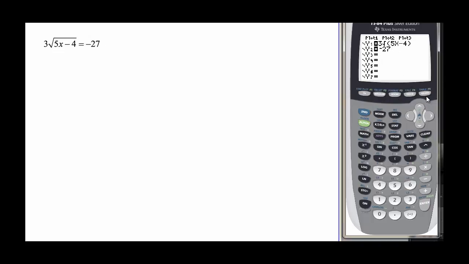And I'm set up for a standard window. And we look at the graph and we can see this part, but I can't see the negative 27. But if you think about it, it's going to be down here. But let's change our window so that we can see it. So I need my y minimum to be, let's say, negative 35. So if I graph it, there's my radical and there's my negative 27, and they are never going to cross. So there is no solution to this one.